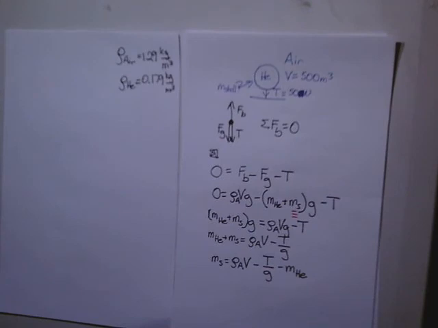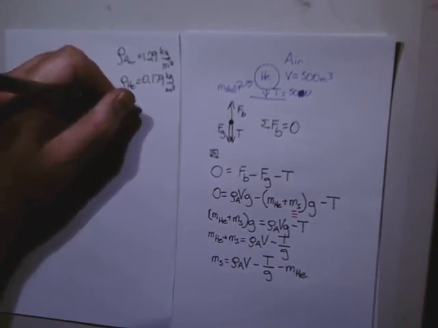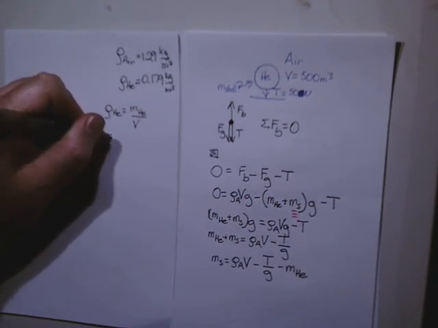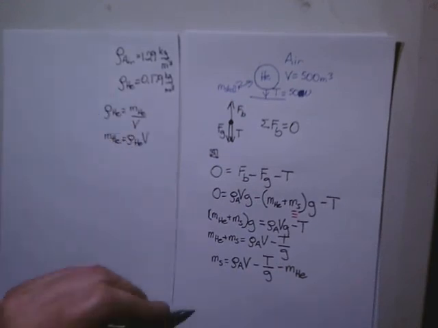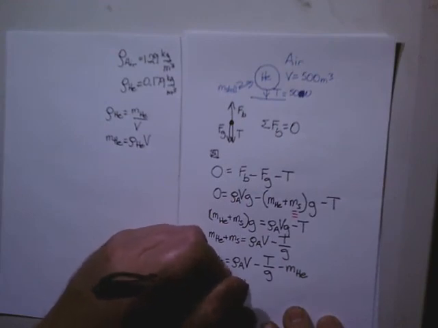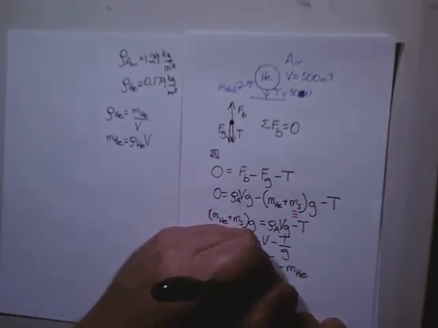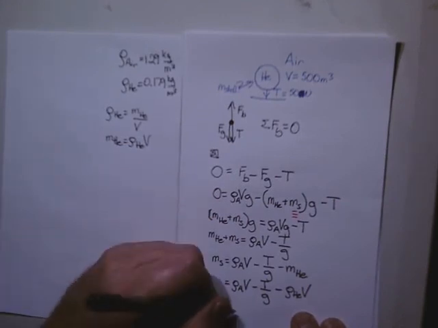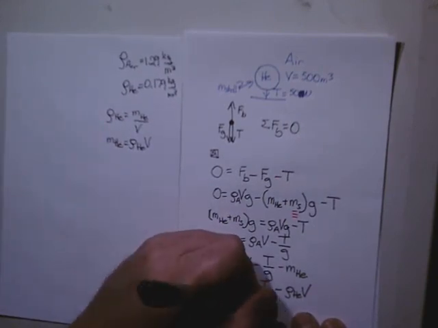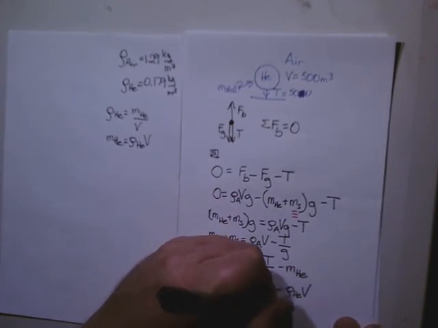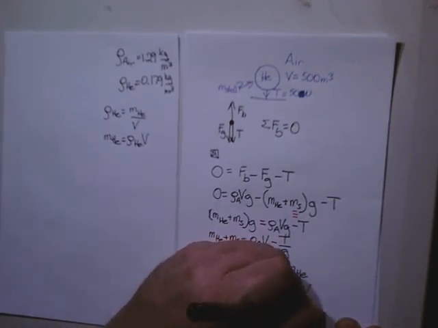Well, we don't have the mass of helium, but what we do have is the Swiss Army knife. The density of helium is the mass of helium divided by volume. So the mass of helium is equal to the density of helium times volume. So this becomes density of air times volume, minus T over G, minus the density of helium times volume. So this is 1.29 times volume 500, minus 50 divided by 9.8, minus 0.179 times 500.